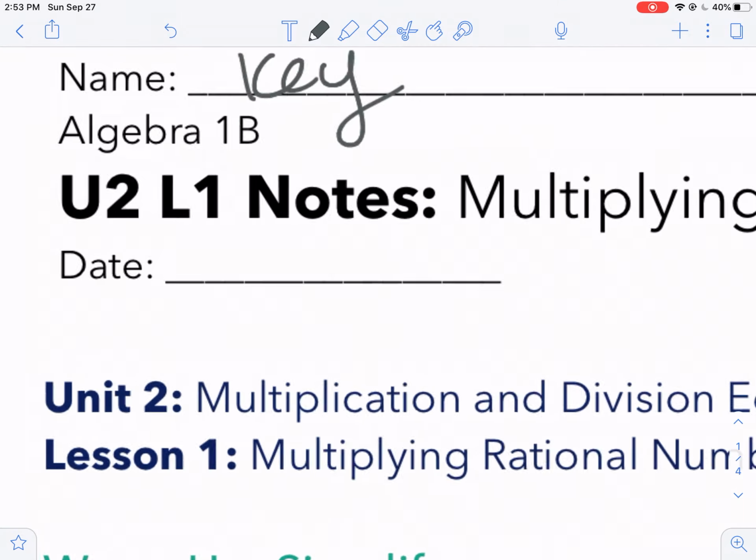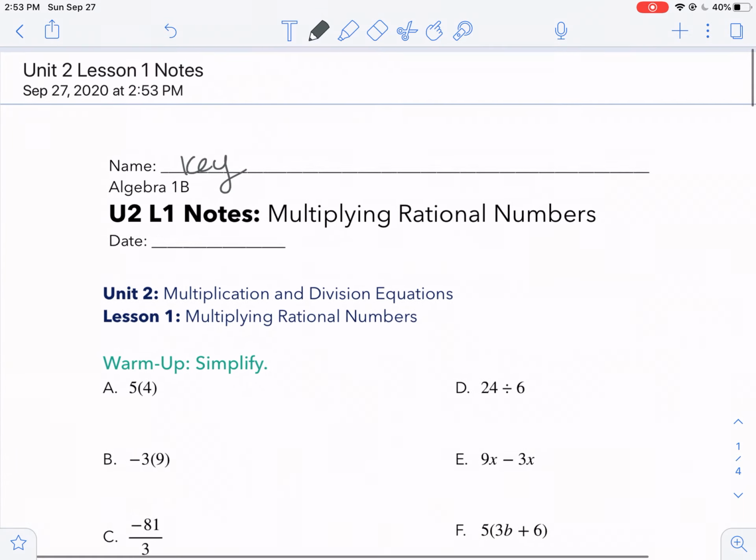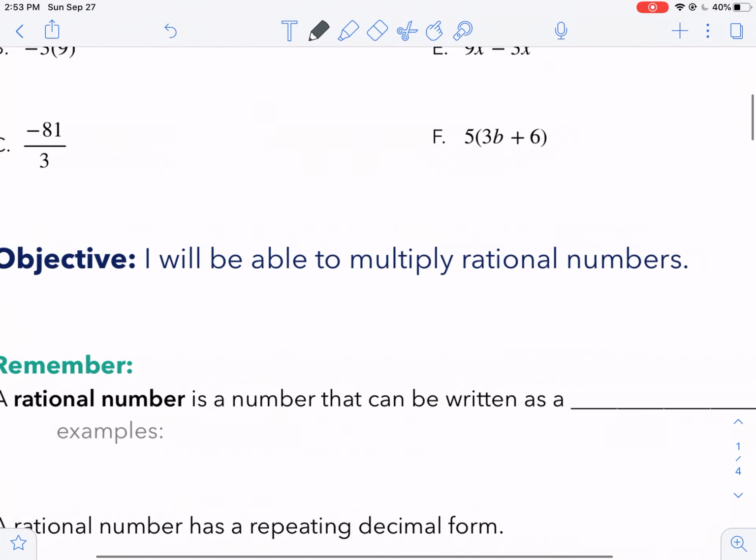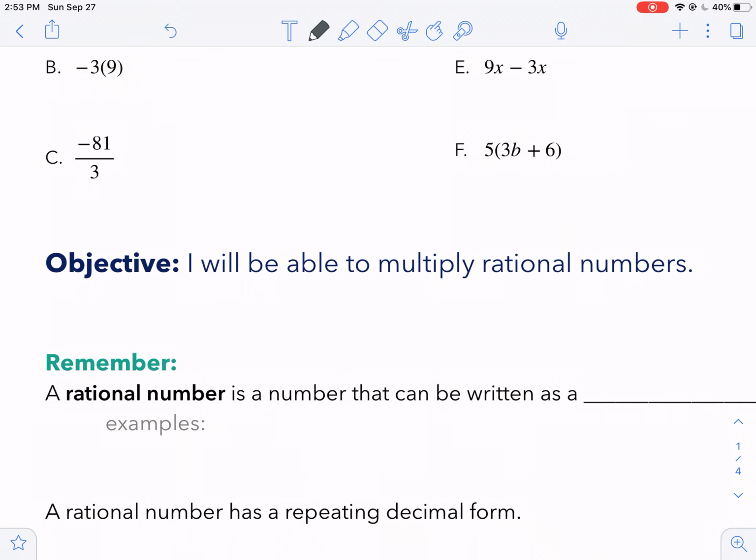Hi guys, welcome to your Unit 2 Lesson 1 Notes on multiplying rational numbers. By the end of the day, you'll be able to multiply rational numbers.